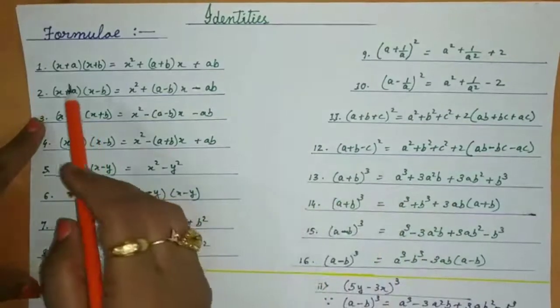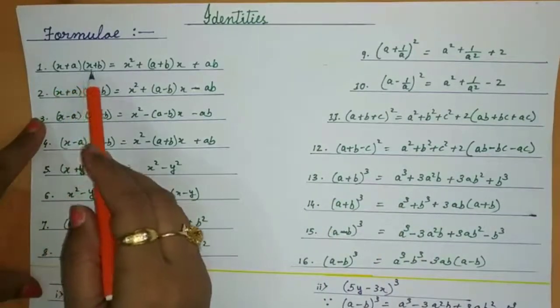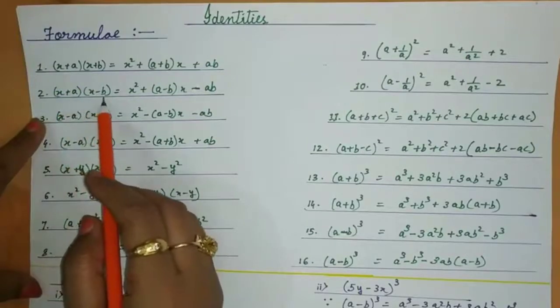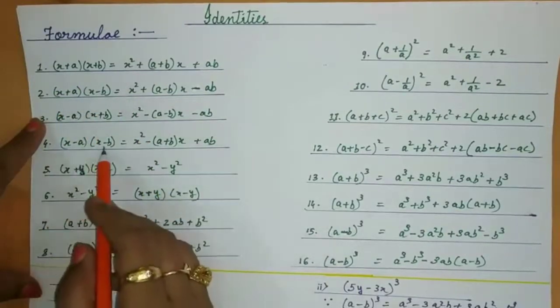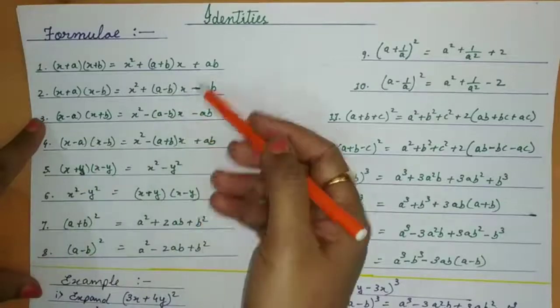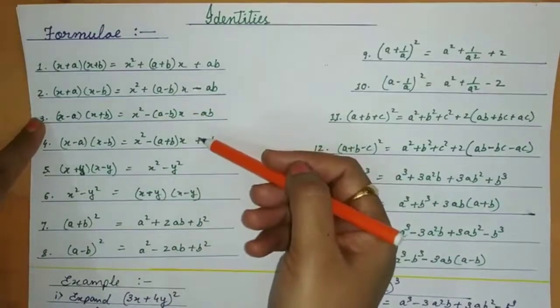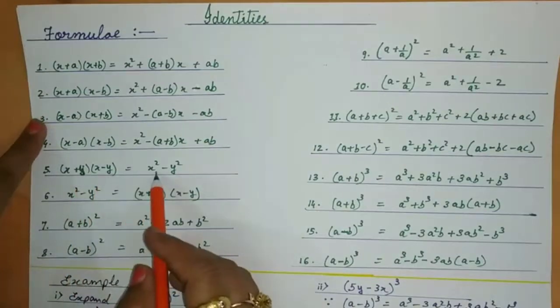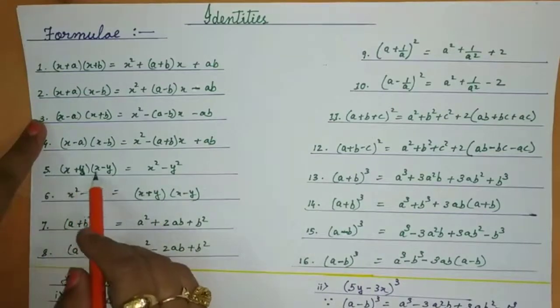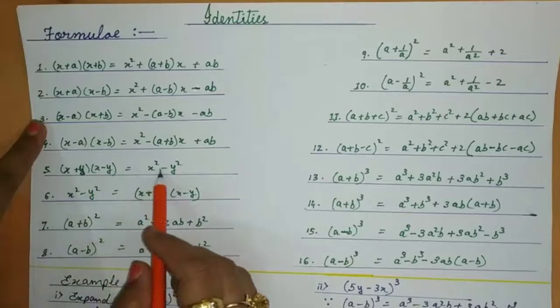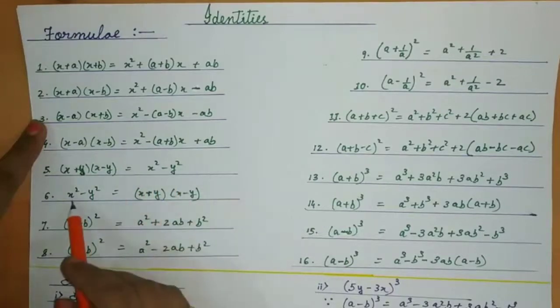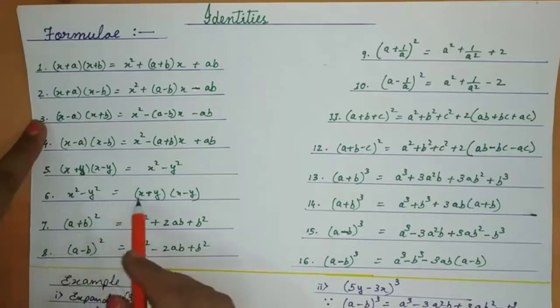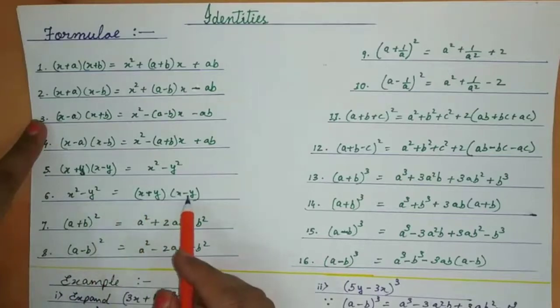So there are formulas like x plus a into x plus b, x plus a into x minus b, x minus a into x minus b. All different formulas are given here. x plus y into x minus y is equal to x square minus y square, or vice versa, x square minus y square is x plus y into x minus y.